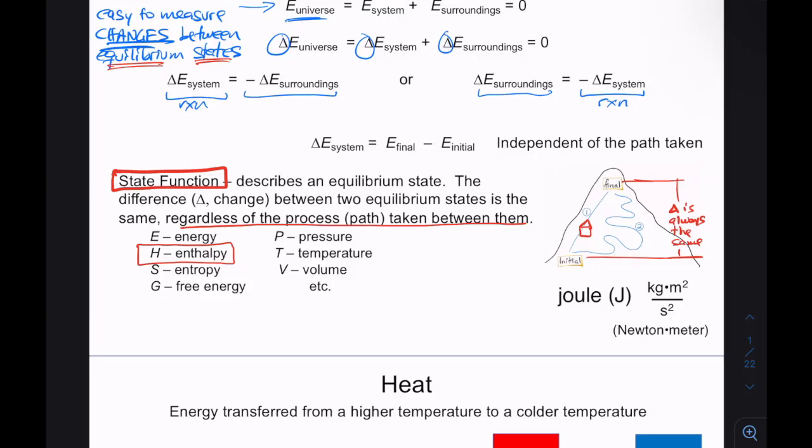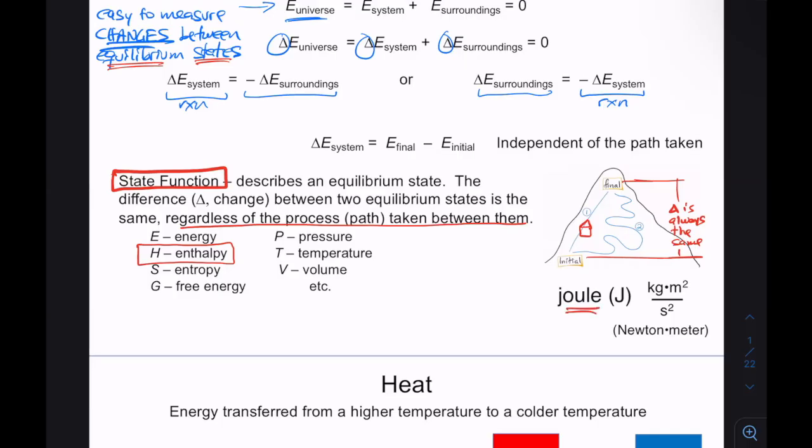All right, so this is an important idea that we're going to take into all of the thermochemistry experiments that we'll be exploring in this chapter. So I'll be coming back to this idea several times in the next couple of lectures.